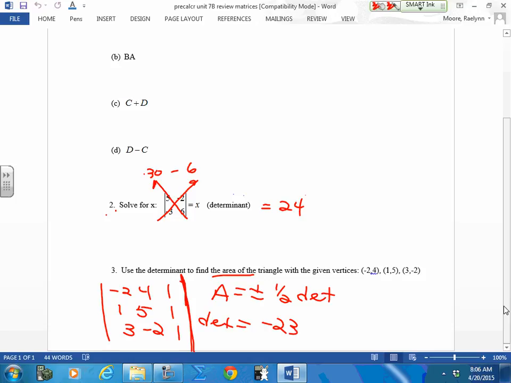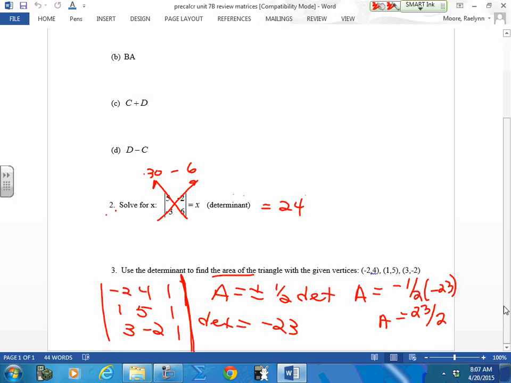But you need to find the area. So now, the area formula says 1/2 times the determinant. But because your determinant is negative, you're going to use the negative 1/2, because your areas always need to come out to be positive. You could leave it as 23/2. You could leave it as 11.5.